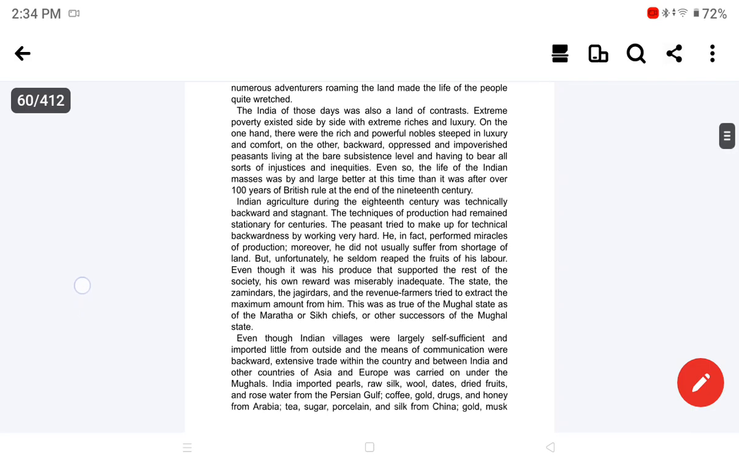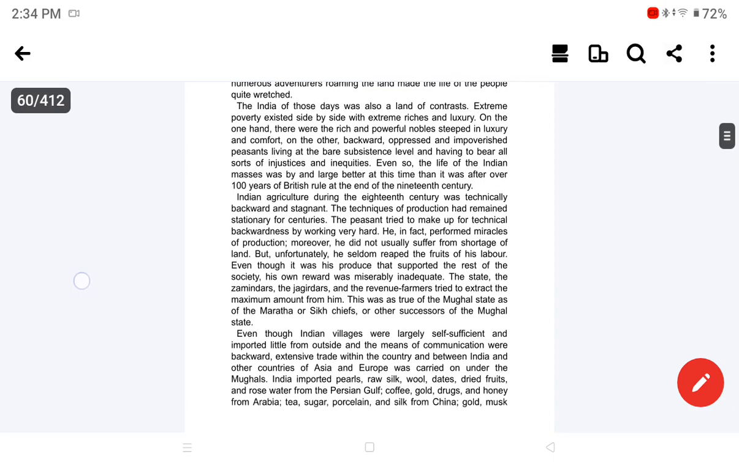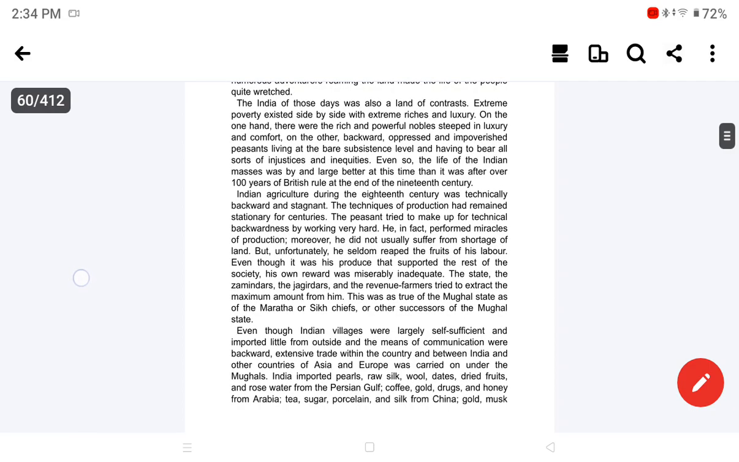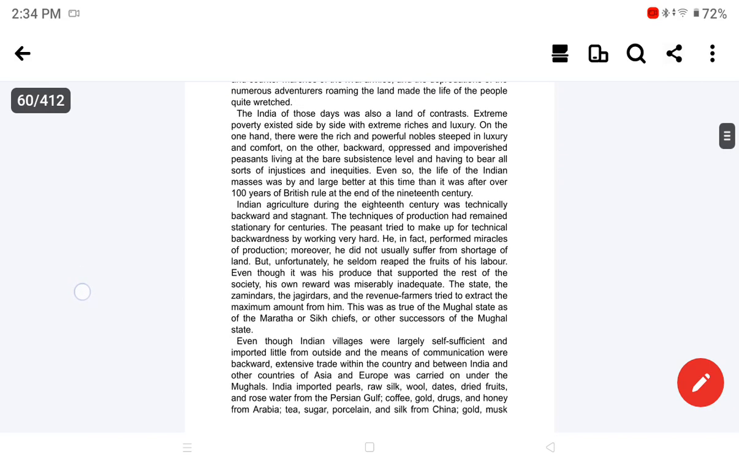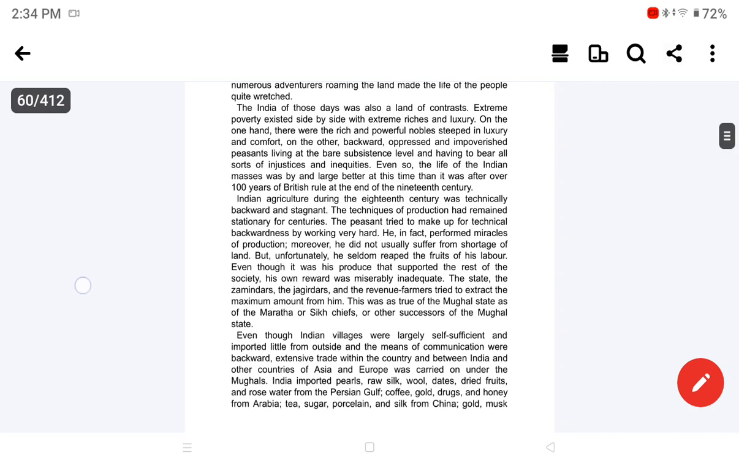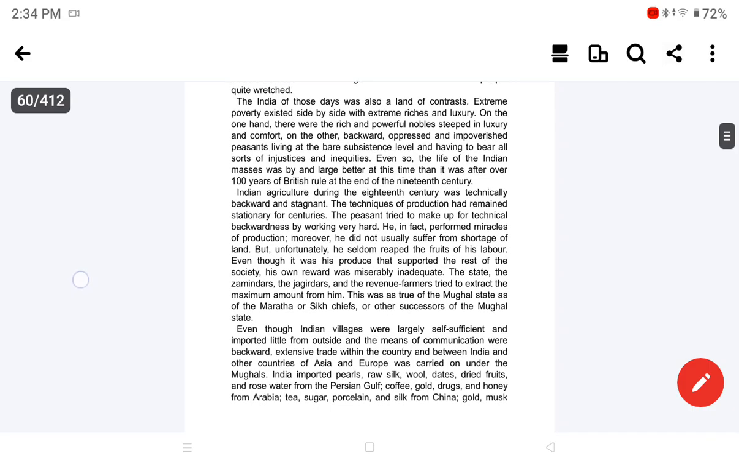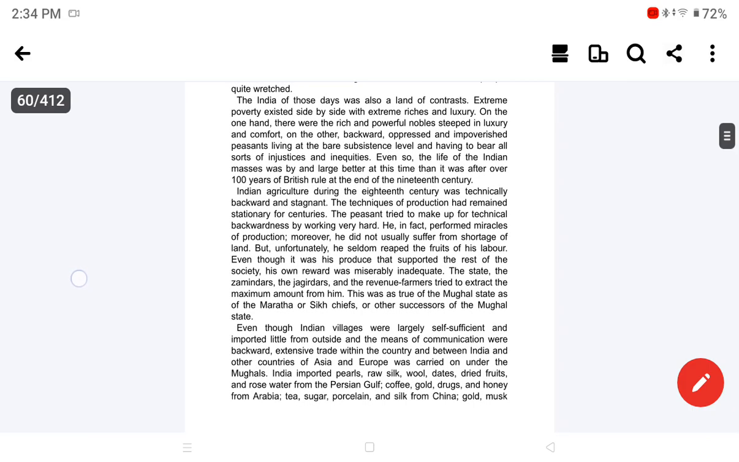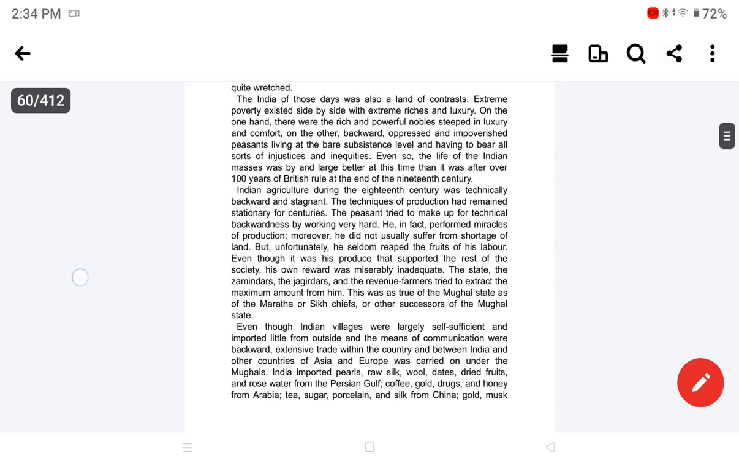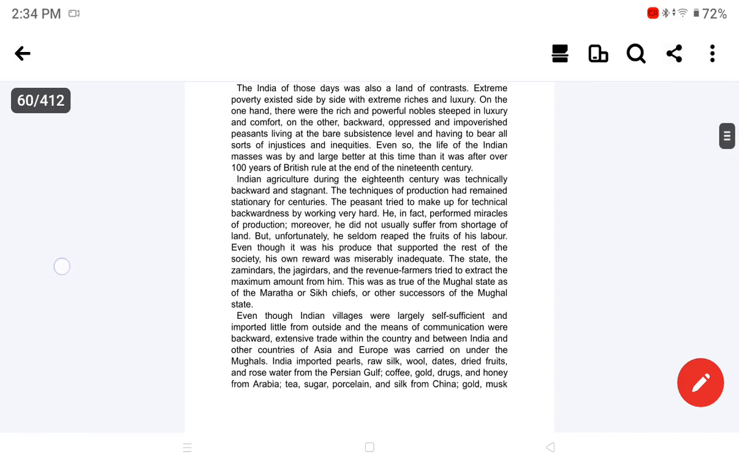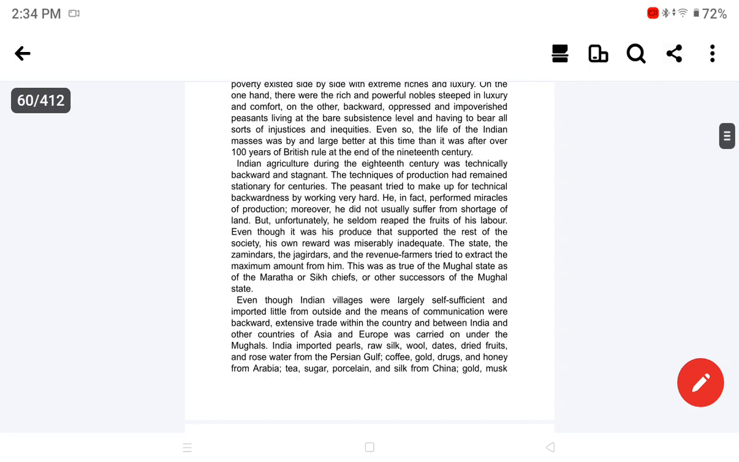The India of those days was also a land of contrast. Extreme poverty existed side by side with extreme riches and luxury. On the one hand, there were the rich and powerful nobles steeped in luxury and comfort. On the other, backward, oppressed, and impoverished peasants living at the bare subsistence level and having to bear all sorts of injustice and iniquities. Even so, the life of the Indian masses was by and large better at this time than it was after over 100 years of British rule at the end of the 19th century.